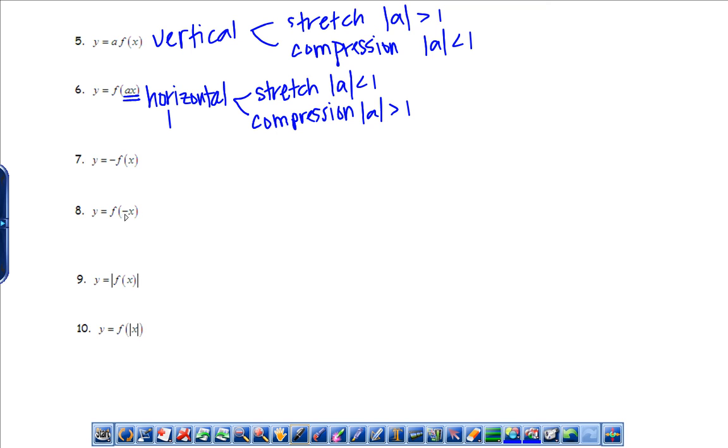All right, when you have a negative outside, this is like saying negative y, and inside the parentheses, this is like saying negative x. So outside, so negative y, this is going to be a vertical reflection. And so this would be the opposite, and this would be a horizontal reflection.